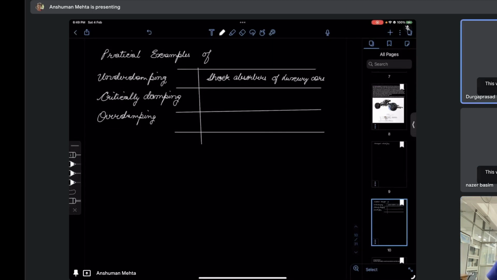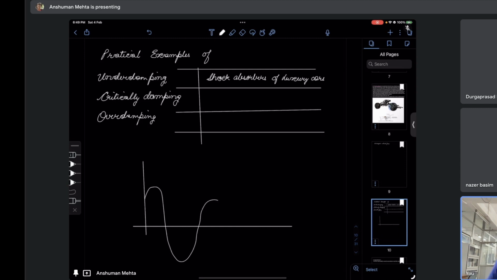Now next, if we look at the graph, an underdamped system looks something like this, the amplitude reduces and finally it goes to rest. The critically damped system and overdamped system have a similar kind of structure because they couldn't go through a single vibration, right? So what is the difference between the two? That is the most important question asked by the interviewers: give us an example of critically damped and give us an example of overdamped.